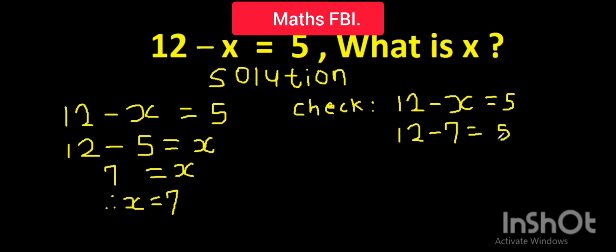So that is it on how to find an unknown number, an unknown variable, in an open sentence. In the next video, we will learn the other method of finding the unknown as we have done here.